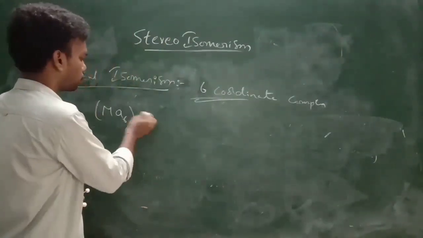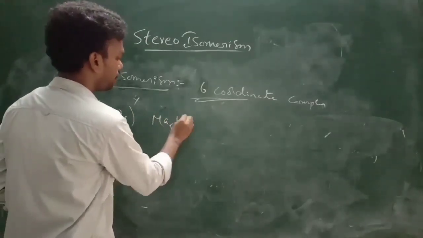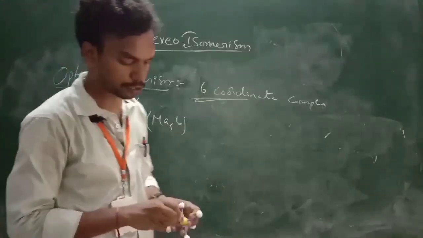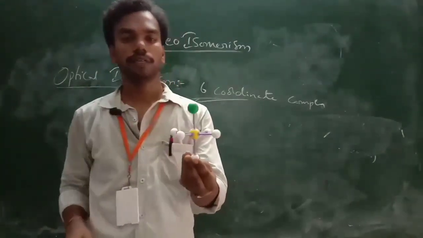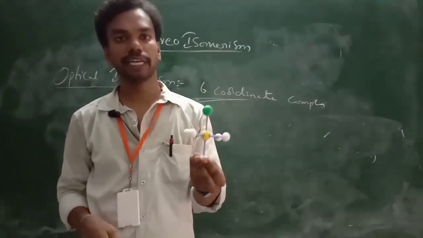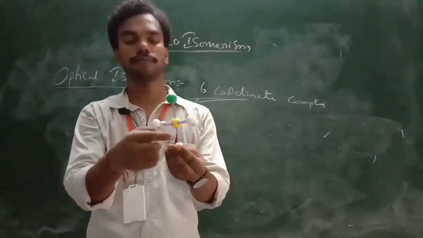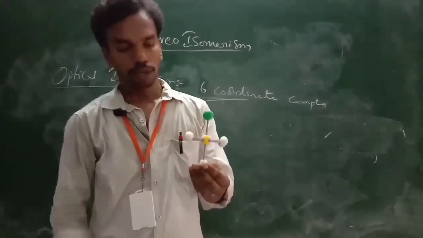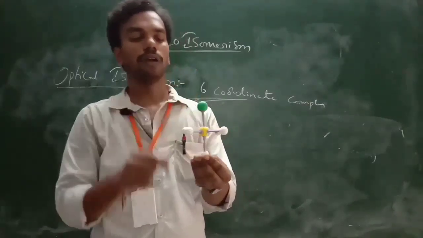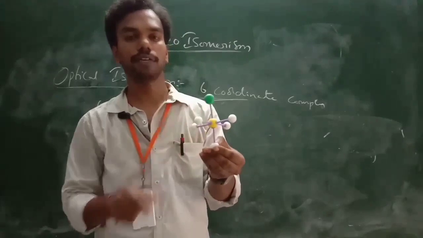Next, now showing optical isomerism. Next, MA5B. MA5B also is not showing any optical isomerism, right? This is a complex of the type MA5B, Co(NH3)5Cl 2+. So here this is chlorine. All these 5 white balls are ammonia. This yellow ball is cobalt, right? Now, is this complex showing optical isomerism? No, because it is having a plane of symmetry.